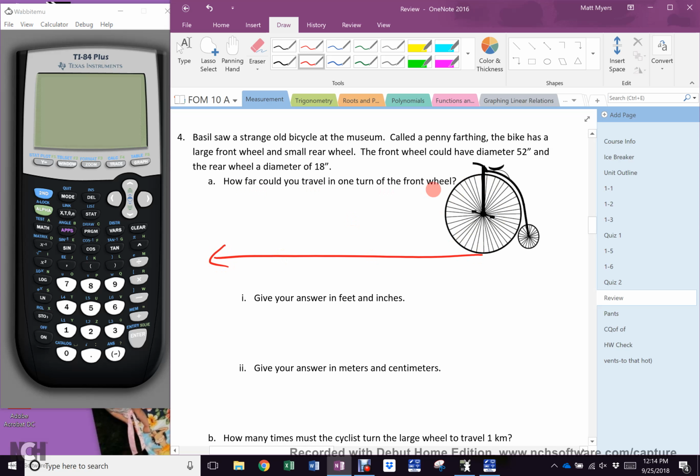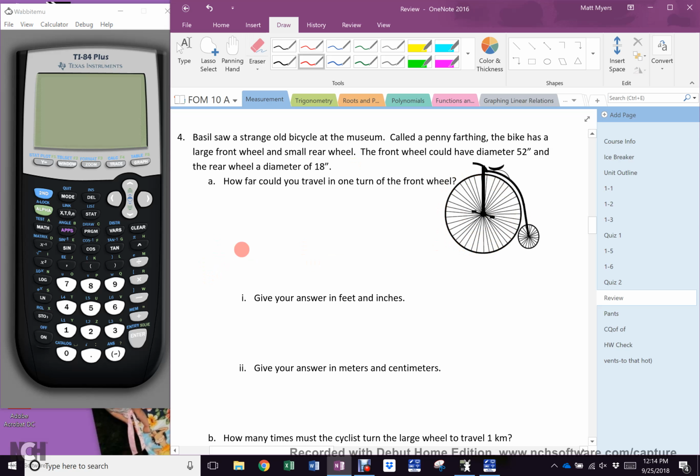Well, the question is, how far will I travel if I turn the wheel once? Here's the wheel starting on the ground. How far, what measurement of the wheel will show me how far I went? Circumference, all the way around, right? Because if that wheel rolls around, when it gets back to there and I stop, I've gone once, yeah? So I must need the circumference.